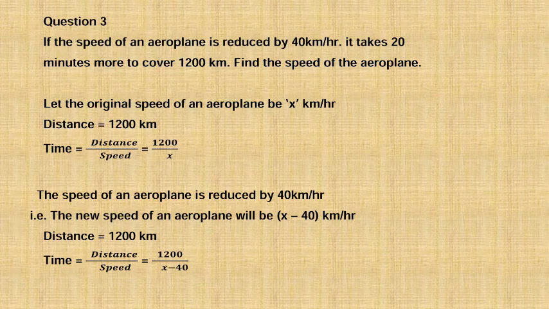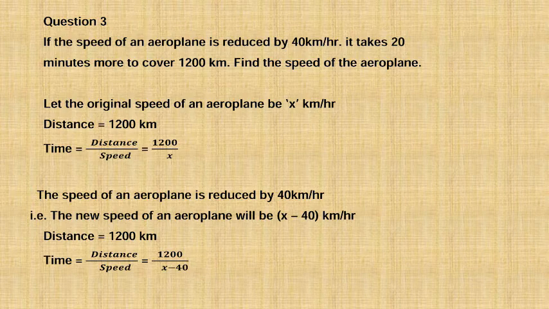Question number 3. If the speed of an aeroplane is reduced by 40 kilometer per hour, it takes 20 minutes more to cover 1200 kilometer. Find the speed of the aeroplane. It is the same. In question number 2, speed was increased. In question number 3, speed is decreased. So let's see what happens.